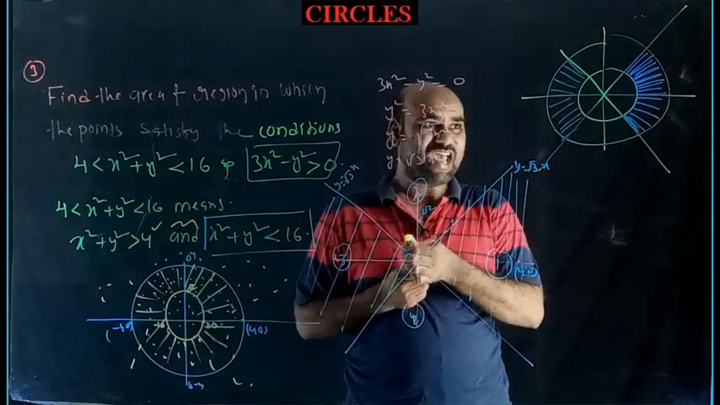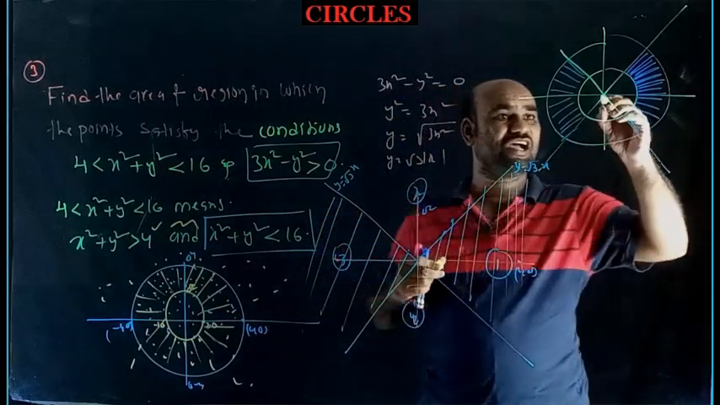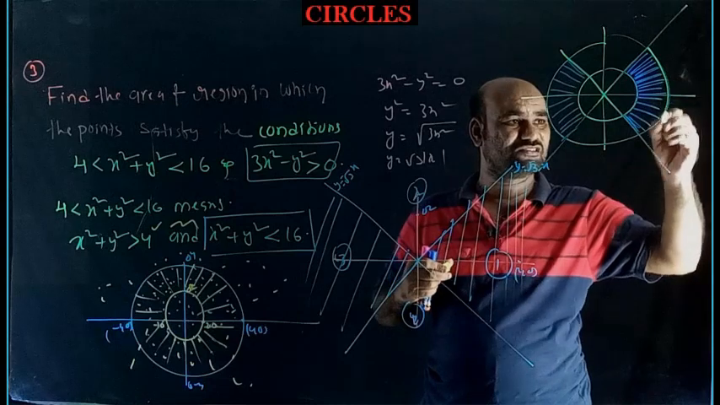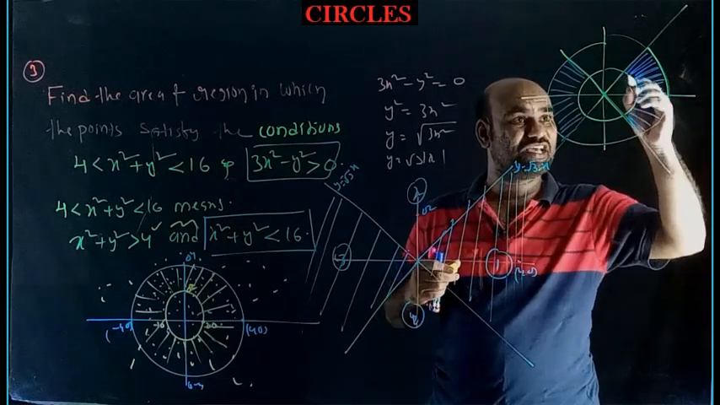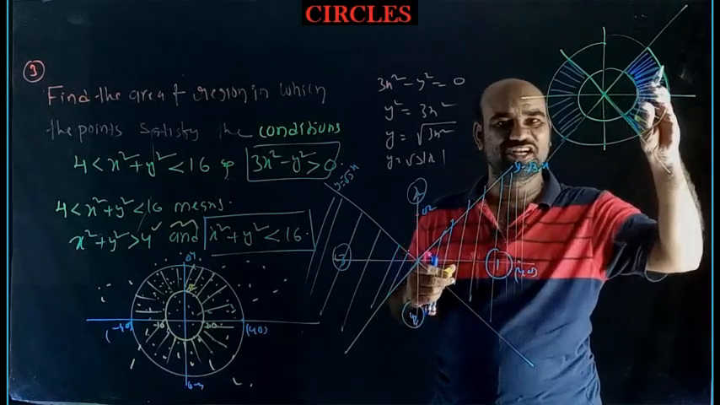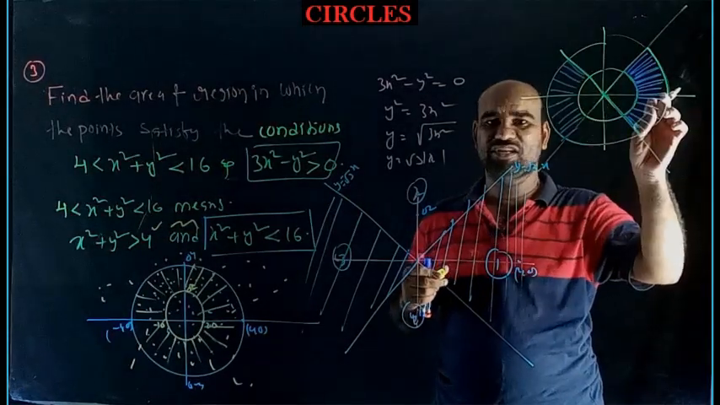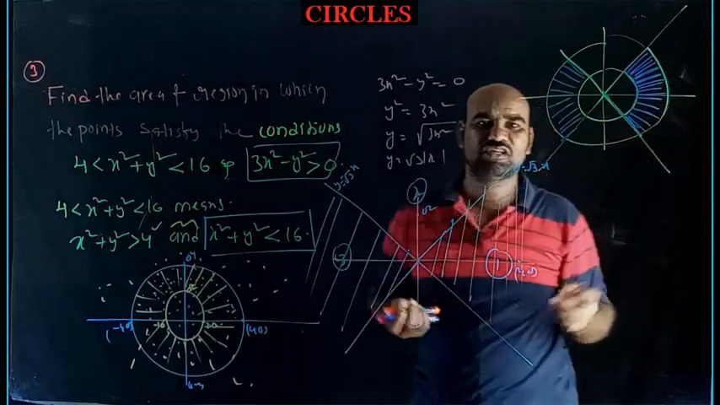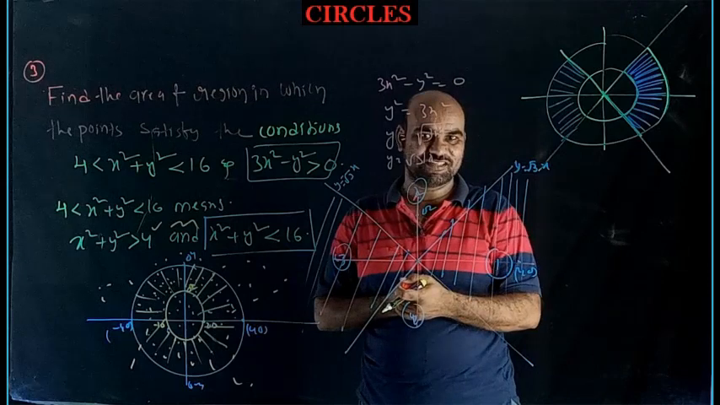Now I want to make a plan. The area of this sector minus the area of this sector gives the shaded area. Both are symmetric, both are congruent, so multiplying by 2 gives the required shaded area.